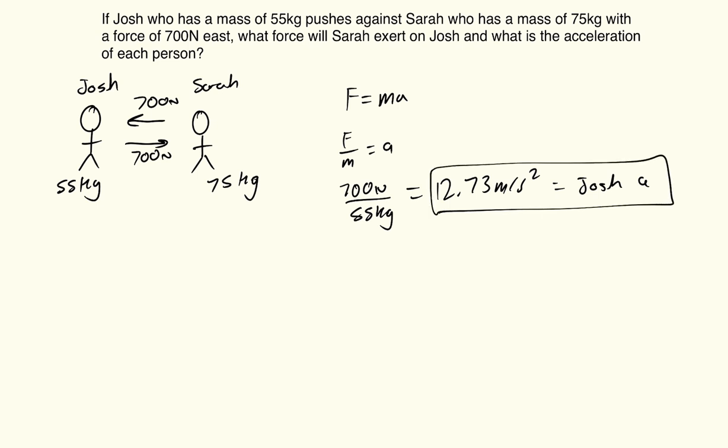And then if we do it for Sarah, we'll have force is equal to mass times acceleration, so force over mass is equal to acceleration. And then we have 700 newtons over 75 kilograms, equal to 9.33 meters per second squared. So as you can see, because Josh's mass is lower than Sarah's mass, his acceleration is higher.